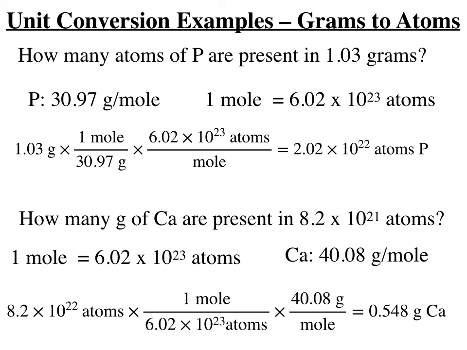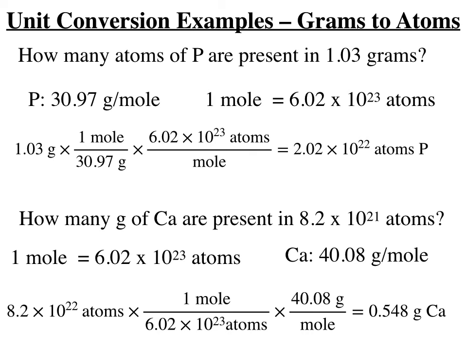So when I'm done, I get 2.02 times 10 to the 22nd atoms of P. So let's look at our bottom conversion factor. How many grams of calcium are present, given that I have an 8.2 times 10 to the 21 atom sample of calcium. Now I'm going to need 2 conversion factors to do this as well.